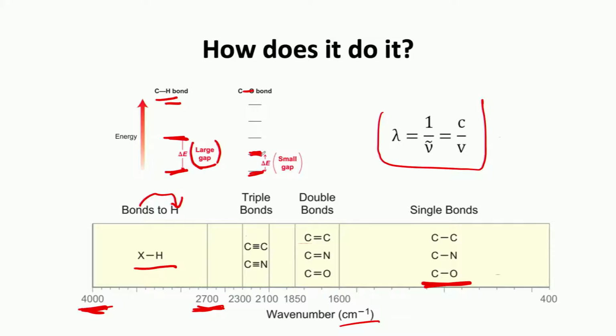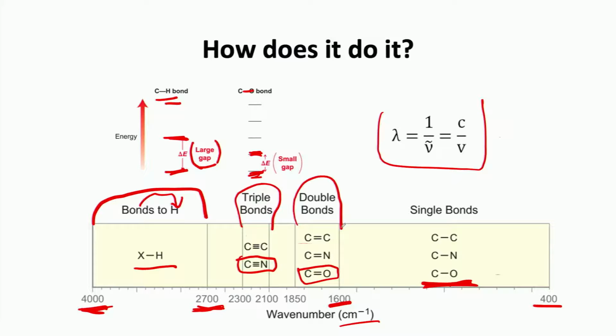And then on the other hand, we have a smaller energy gap over here, and that's the single bonds between 1,600 and 400. And of course, here near the 1700s, we have our double bonds, but most importantly, we have our carbonyls. And our triple bonds are here between 2,300 and 2,100. So the thing that you need to remember is that bonds to hydrogen are in this region, 4,000 to 2,700. The triple bond region is here, 2,300 to 2,100. The double bond region is here, 1,850 to 1,600, and then the single bond region is here, 1,600 to 400.